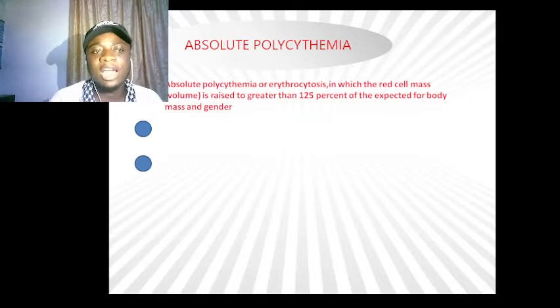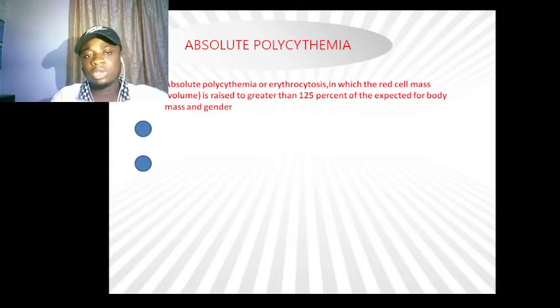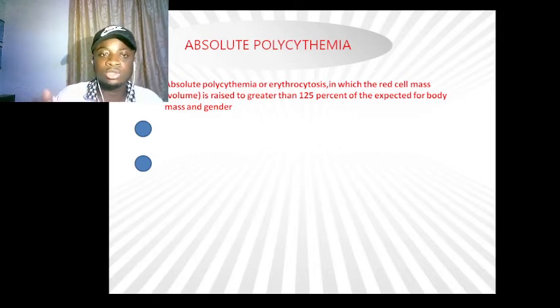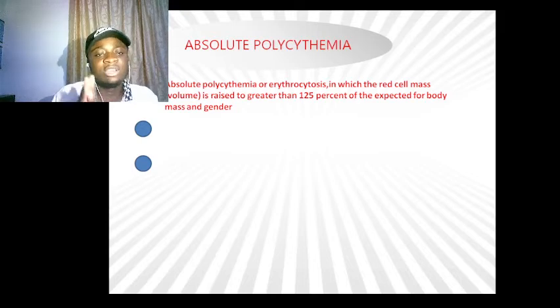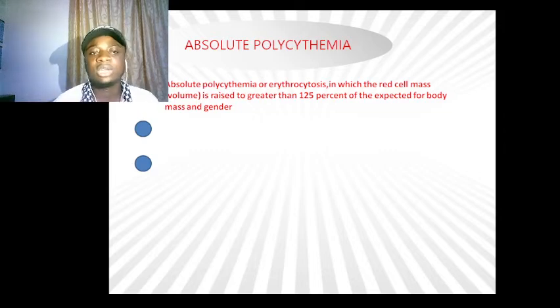So talking about the absolute polycythemia. Absolute polycythemia, or erythrocytosis, is more or less like erythrocytosis. I hope you guys remember erythrocytosis. When there's an increase in the production of RBC, increased RBC concentration, we say you have erythrocytosis. So absolute polycythemia or erythrocytosis is one in which the red cell mass or the red cell volume is raised to greater than 125% of the expected for body mass and gender.